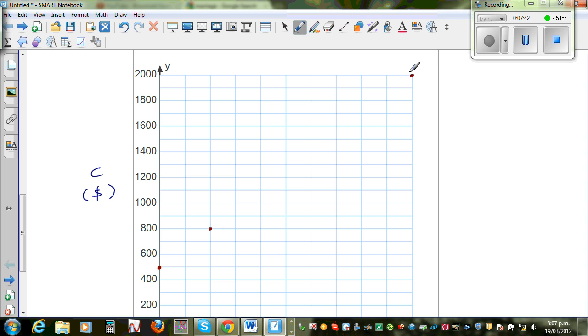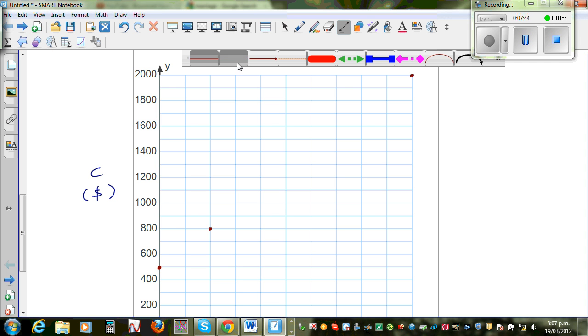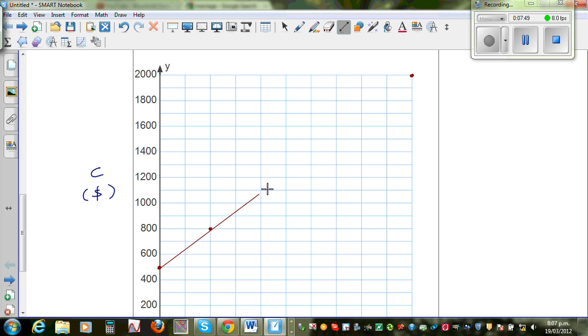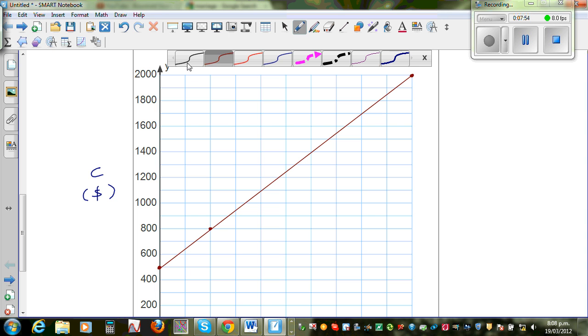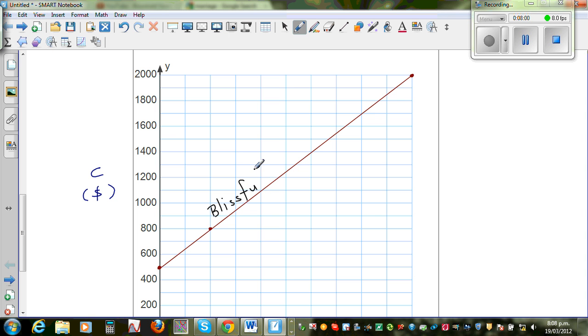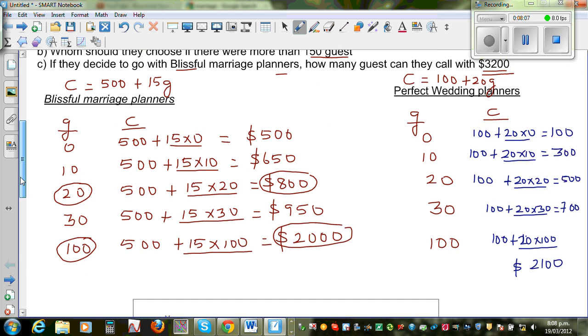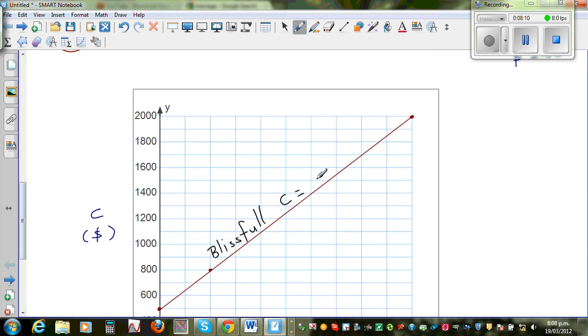So this is the equation, or this is the line. Let me draw a straight line. So this is a straight line. Join these points. So I can name this Blissful, the Blissful Marriage Party. And the equation is C is equal to, what is the equation? It is 500 plus 15G.